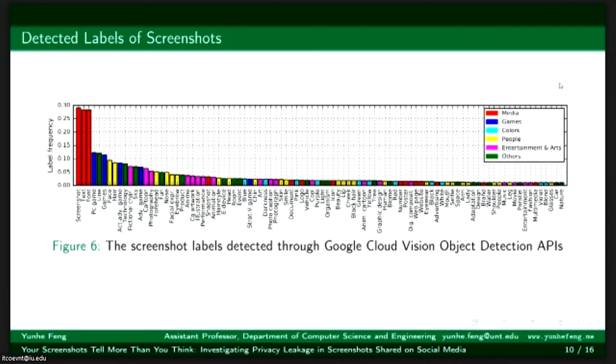We also labeled the screenshot images. The first 3 popular labels of the screenshots are screenshot, text, and font, which means that most of the screenshots contain a lot of text information. And through text information, many types of sensitive information may be leaked.